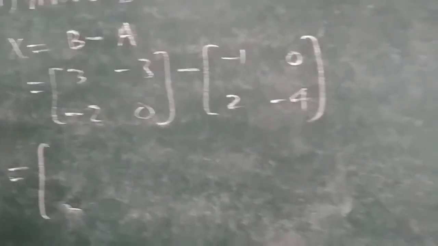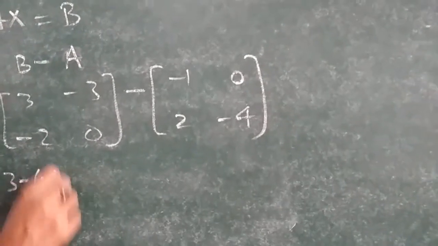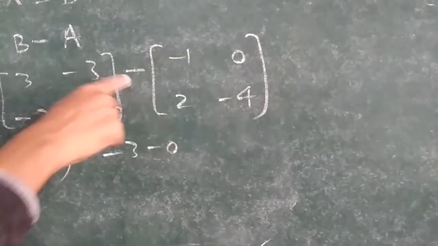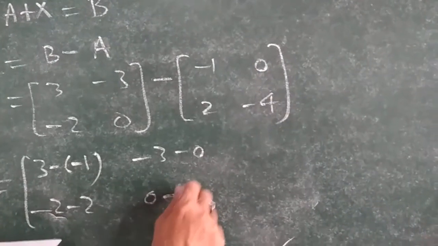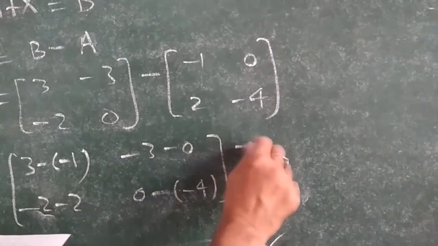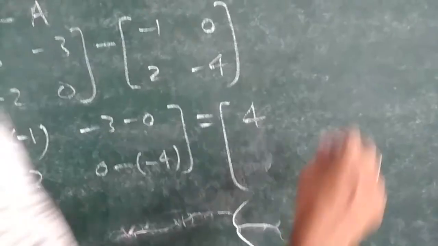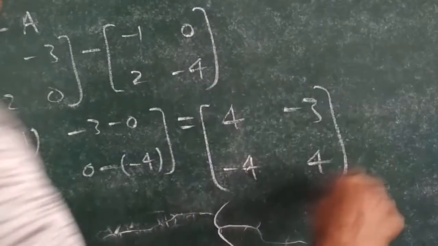Now convert these two matrices into a single matrix. 3 minus minus 1. Minus 3 minus 0. Minus 2 minus 2. 0 minus minus 2. Students, you have to take care of the sign, otherwise you will have the wrong answer. Here you get 4. Here minus 3, minus 4, and plus 4. So this is the answer. In this way you can solve all of the parts. The remaining part you have to do yourself.